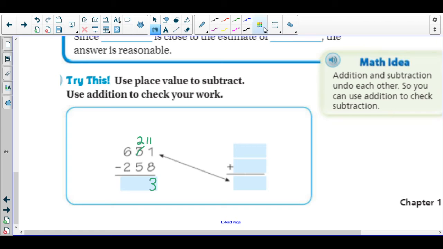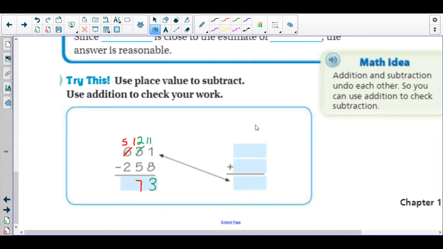So I need to borrow from my neighbor. So I'm going to borrow, make that a 5, and I'm going to add it right here. Borrow 1, add 1 is just a good way of thinking about it. Now, can I take 5 from 12? Absolutely. So that is 7.